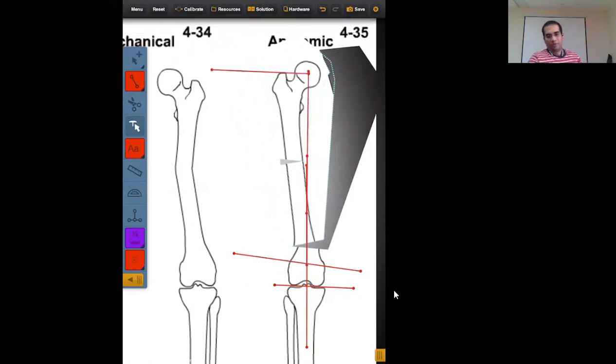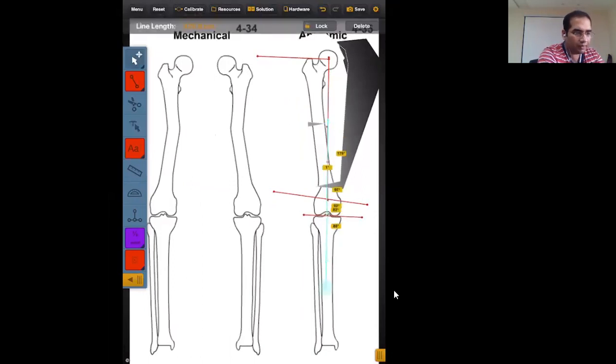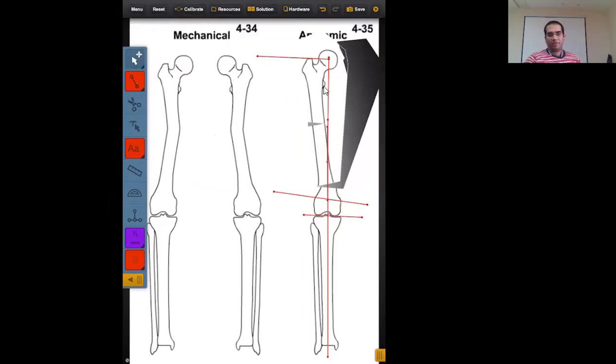There. Now, as you can see, the deformities have been corrected. And if you draw a mechanical axis, it will start from the head of the femur to the ankle, and it will cross the joint in the middle. This has corrected the deformity.